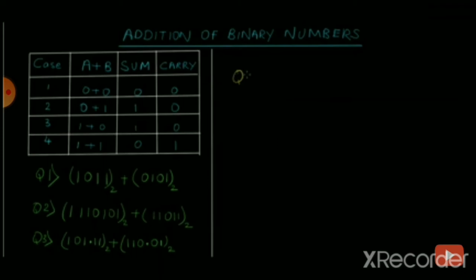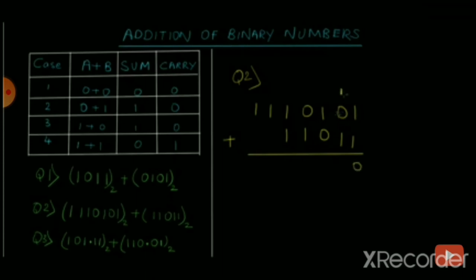So let's see question number 2. We have 1 1 1 0 1 0 1 in binary plus 1 1 0 1 1 again in binary. So let me just rub out these brackets. We don't need the brackets. Okay, so let's start with the rightmost value or the units place value. So 1 plus 1 would give us 0 and we have a carry forward.